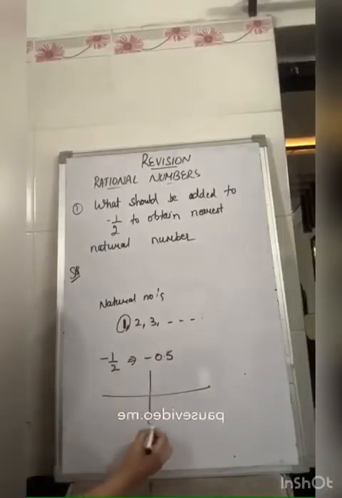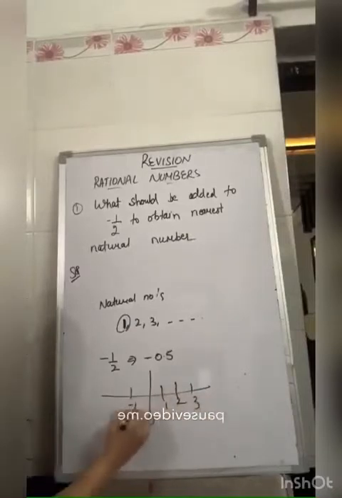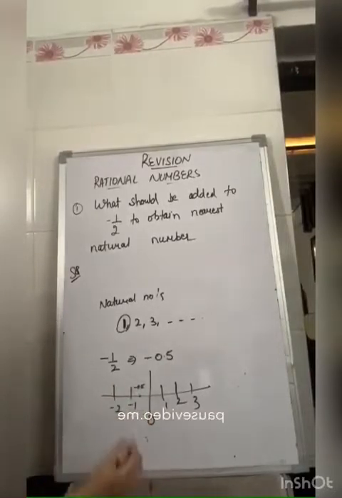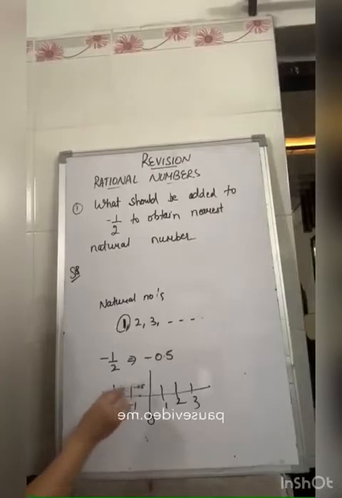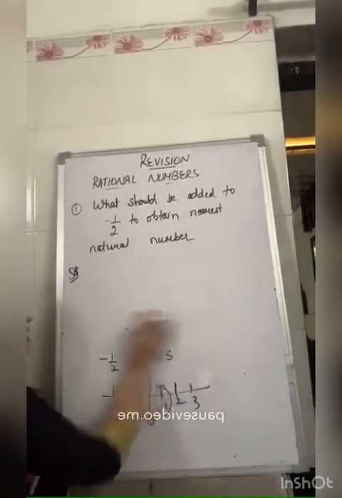We have here 0, 1, 2, 3. This is minus 1, minus 2. Now we have minus 0.5. This is our number. Now, what do we want to see? We want to see which is the natural number nearest to minus 0.5. Obviously, the nearest natural number is 1. The nearest natural number is 1.